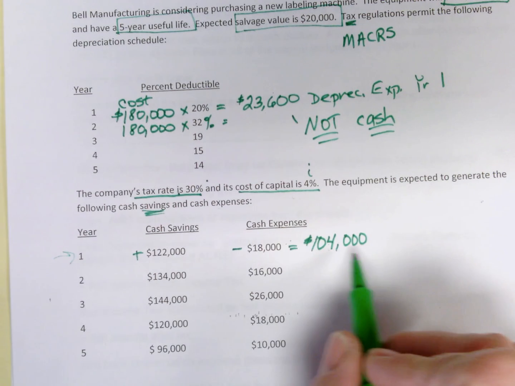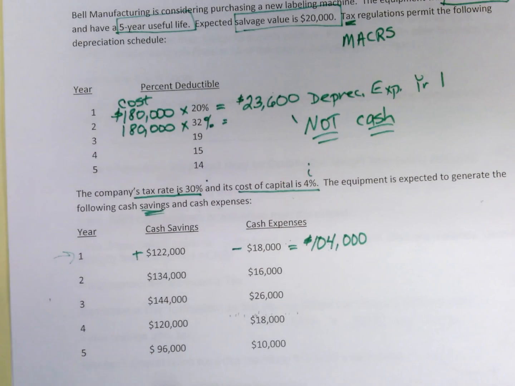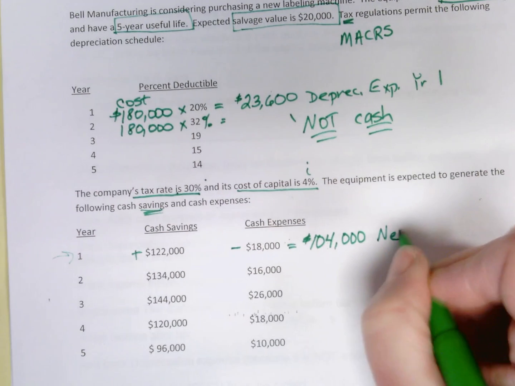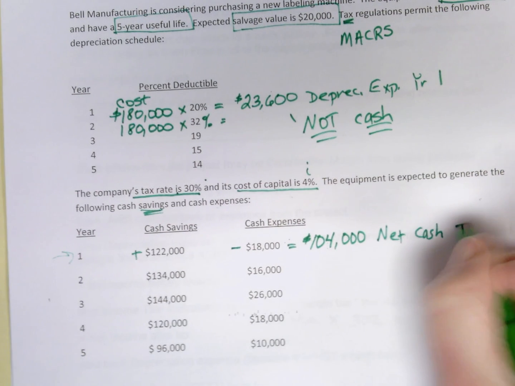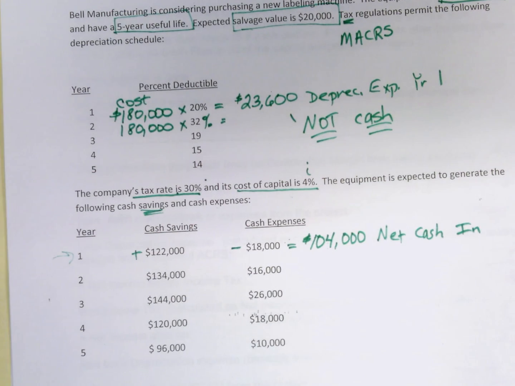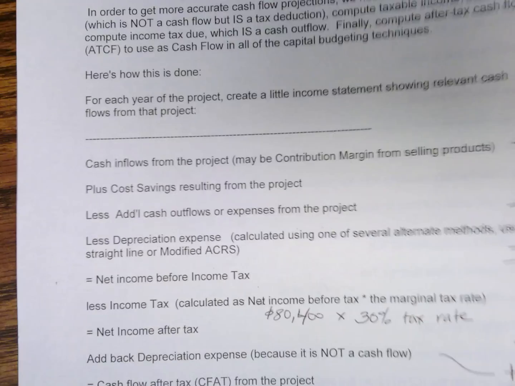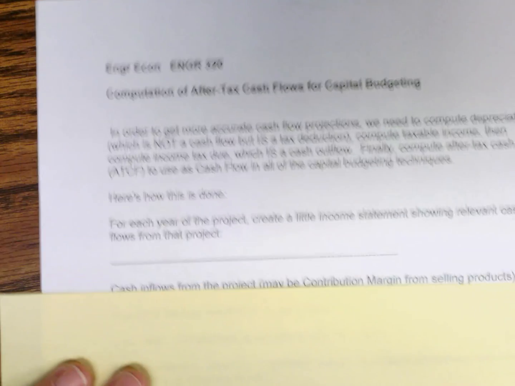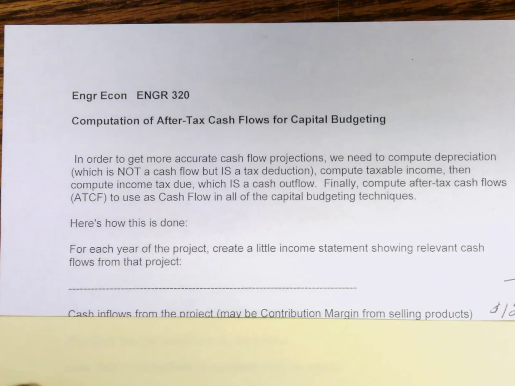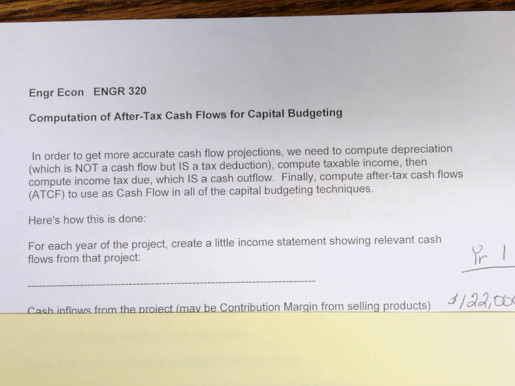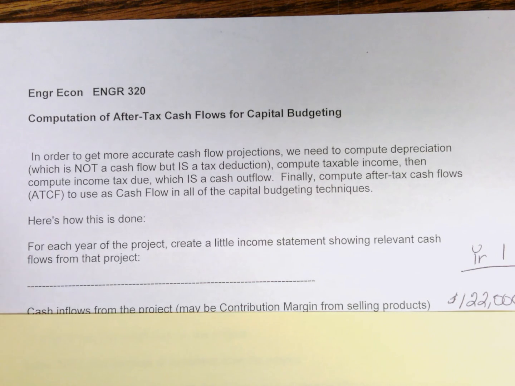Here it's inflow because savings are greater than expenses. So let's call that net cash in, and on our timeline that would be an up arrow signifying cash in on our timeline, right? You do that for the other years. I have a separate schedule here that helps in computing the depreciation and the tax effects. So I'm going to go over and use this other little worksheet.